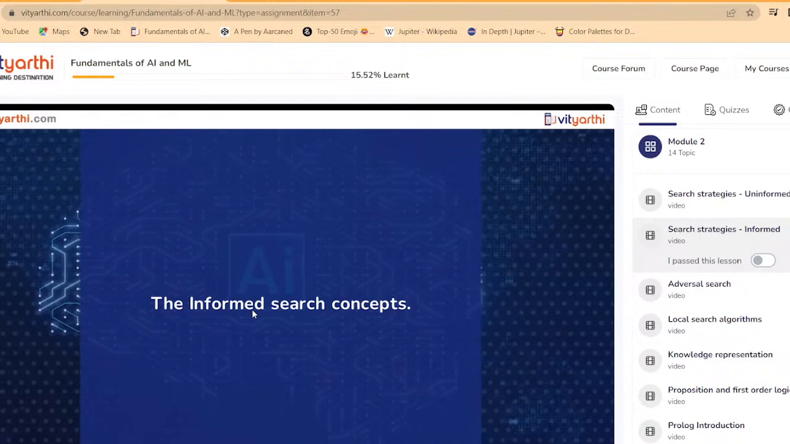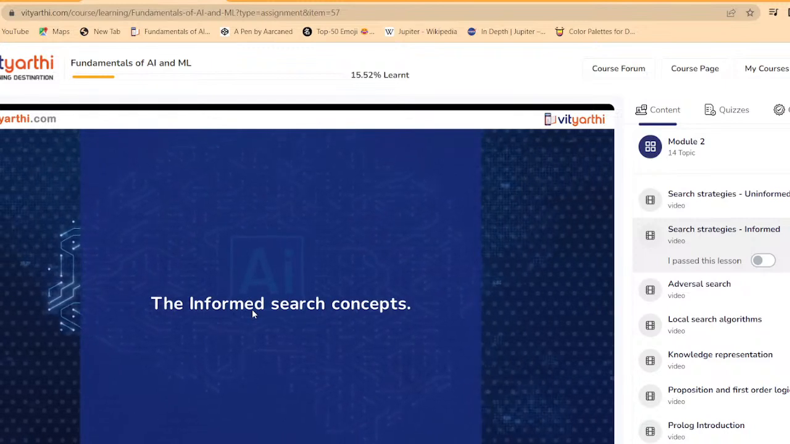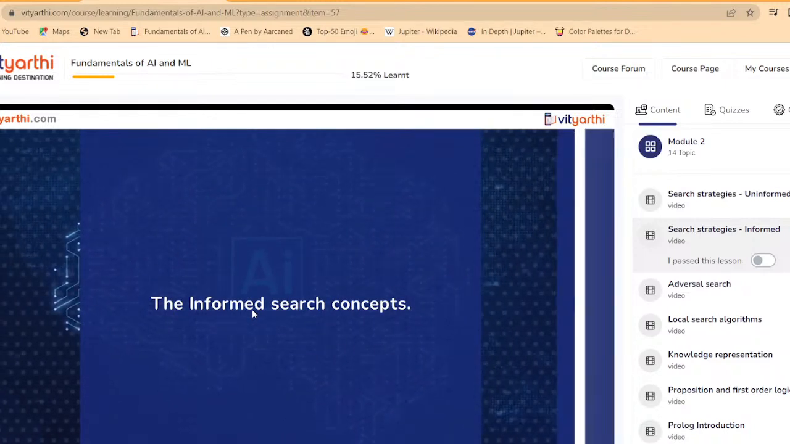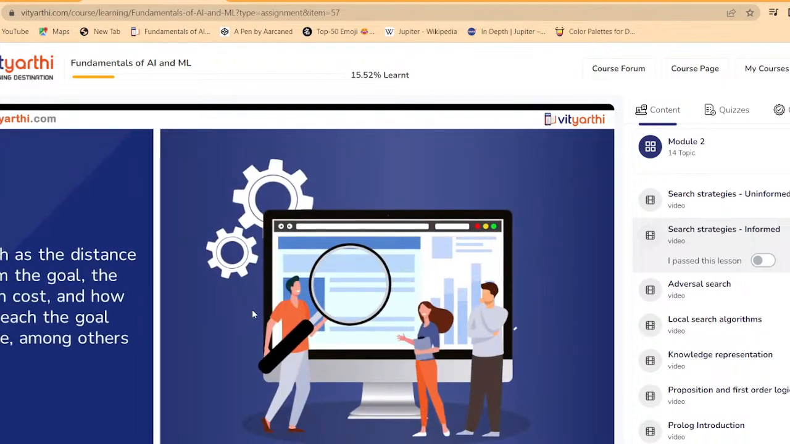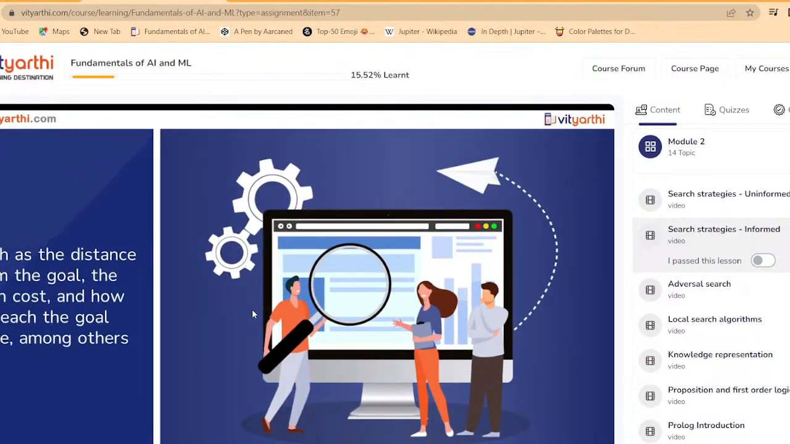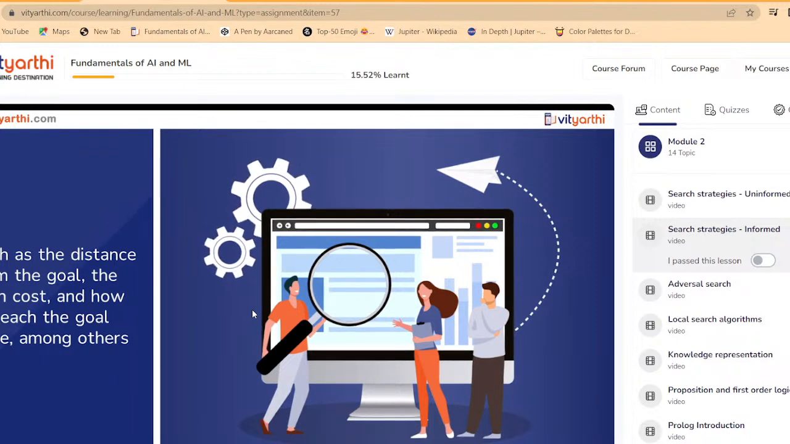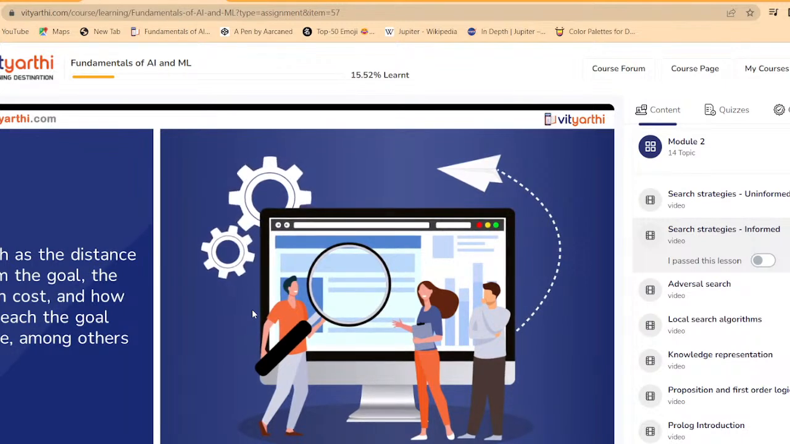In this video, I am going to teach you the informed search concepts. An informed search algorithm contains a variety of information such as the distance from the goal, the path cost, and how to reach the goal node and others. This knowledge allows agents to explore the search space less and locate the target node more efficiently.